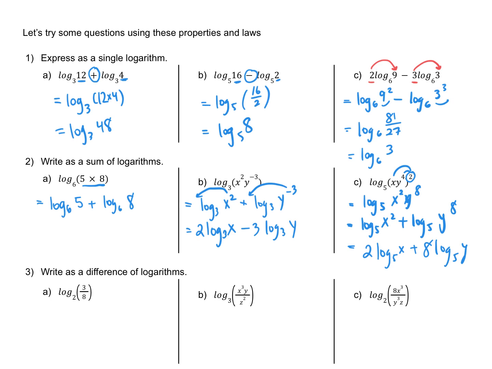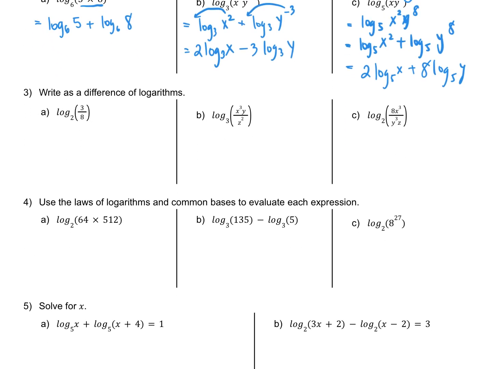All right, and the next one we're going to write as a difference of logs. So same idea, but because it's division of our terms, we're going to do subtraction here. So we have log base 2 of 3 subtract log base 2 of 8. And that log base 2 of 8, we can actually clean that up because we know what that's equal to. That's just equal to 3 because 2 to the power of 3 is 8.